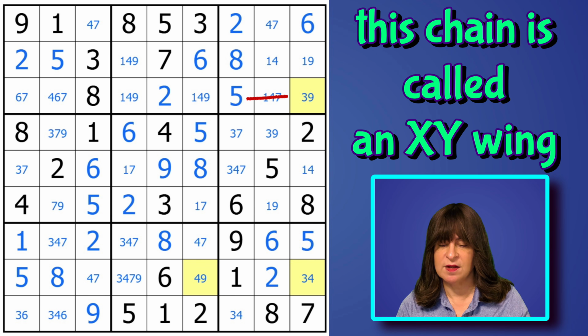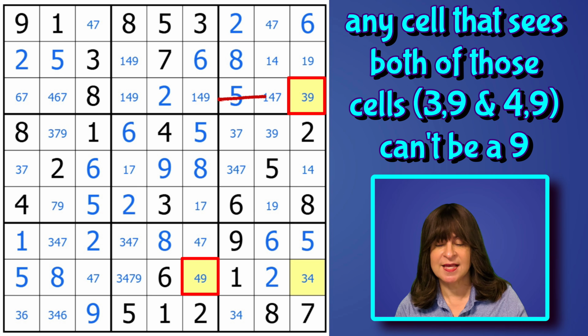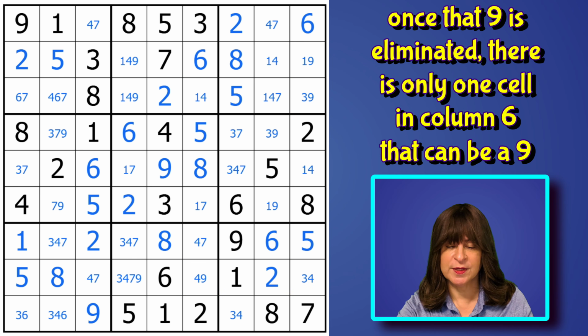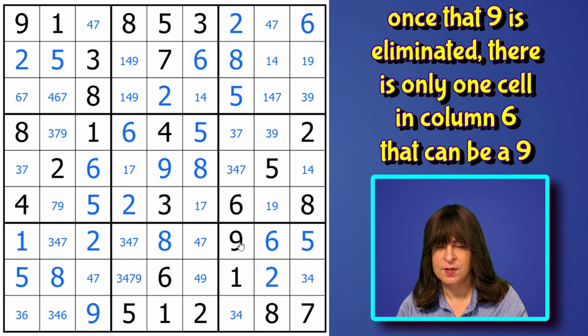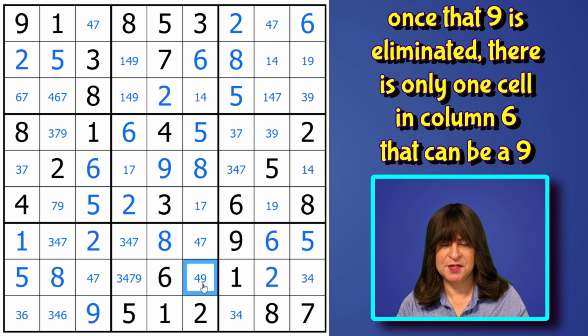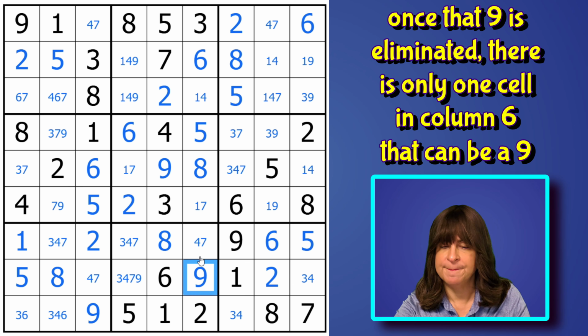So either this 3-9 cell is a 9, but if not, then this 4-9 cell is a 9. So either way, one of these 2 cells has to be a 9, which means this cell that sees both of those cells cannot be a 9. So we can eliminate the 9 from this cell. Beautiful. All right, once we eliminate that 9, now there's only one place in column 6 that can be a 9, and that's here. So this is a 9. Nice. Okay, let me go ahead and clean up the grid.